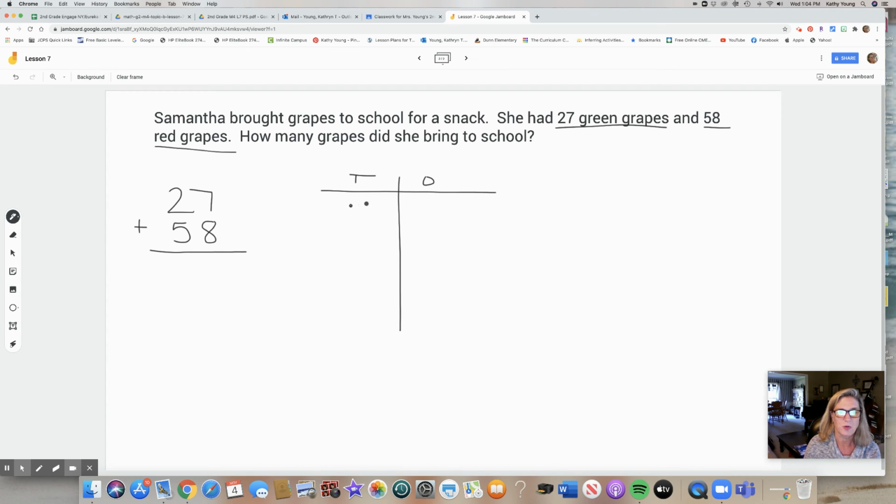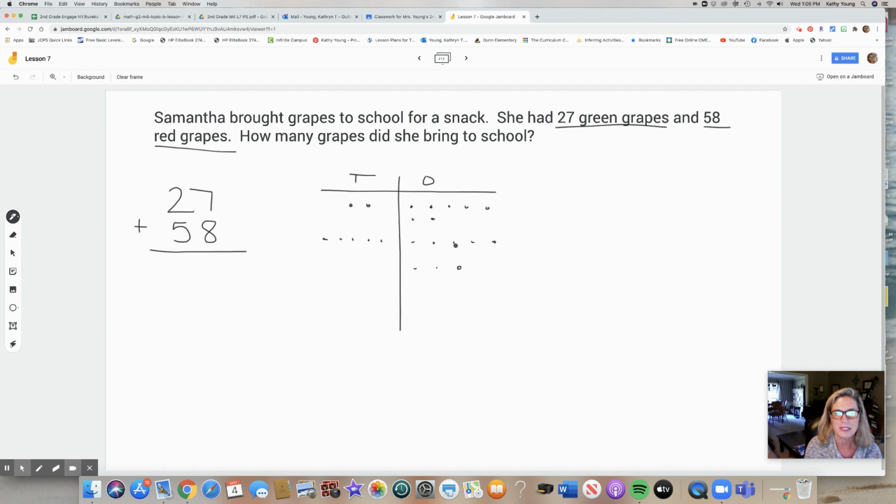So I've got my 27 plus 58. All right, so I just drew 25 up here, so I got to add some more. So now I've got 27 plus 58. We do have to remember that we need to make sure that we write the correct problem. Miss Young even makes mistakes with that.